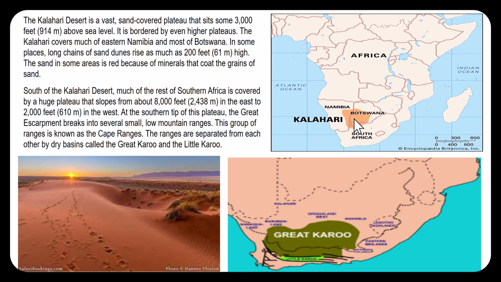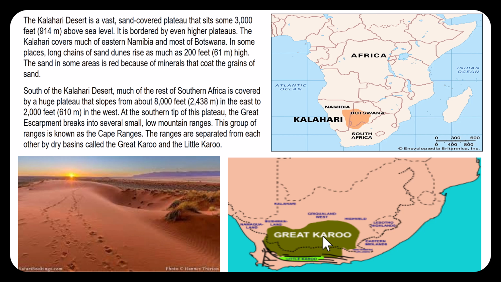South of the Kalahari Desert, much of the rest of southern Africa is covered by a huge plateau that slopes from about 8,000 feet in the east to 2,000 feet in the west. At the southern tip of this plateau, the Great Escarpment breaks into several small, low mountain ranges. This group of ranges is known as the Cape Ranges. The ranges are separated from each other by dry basins called the Great Karoo and the Little Karoo. And you can see that pictured on this part of the map.